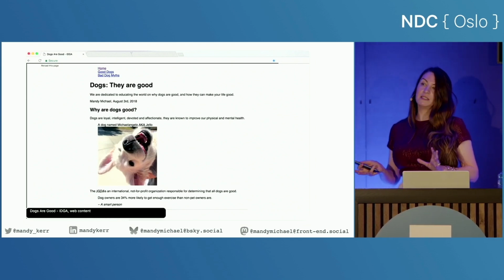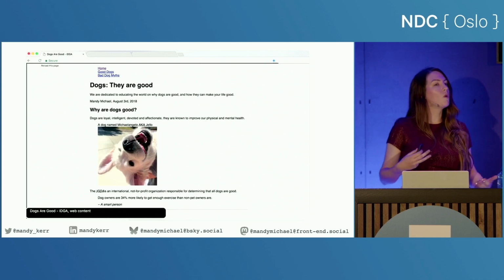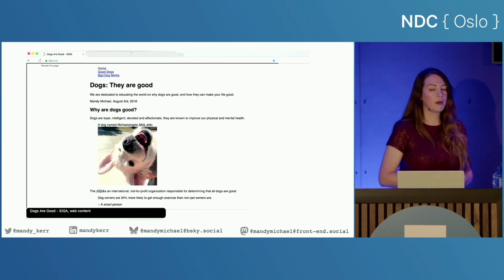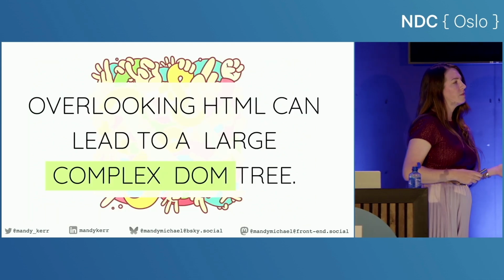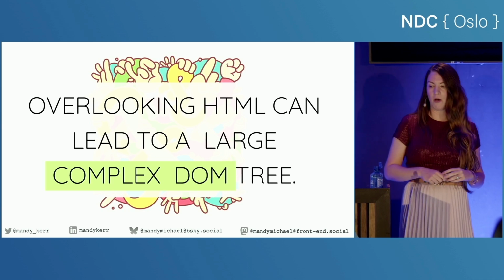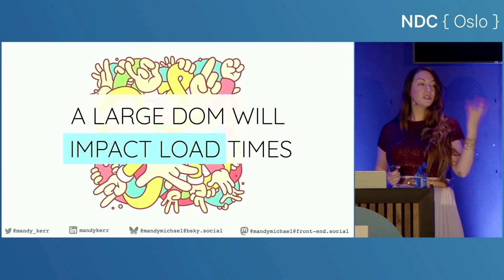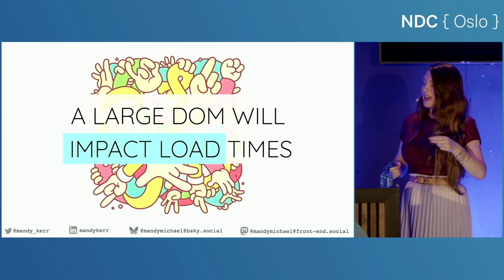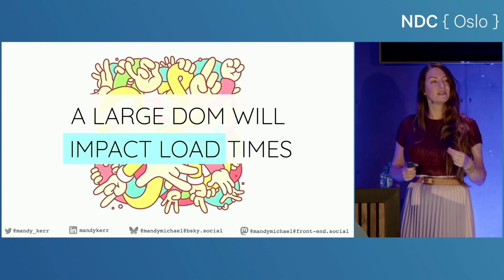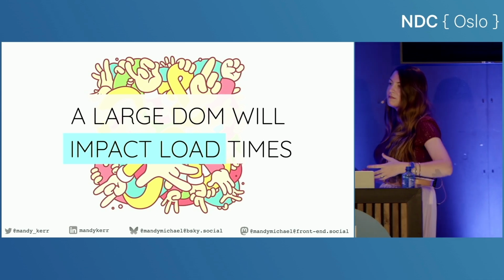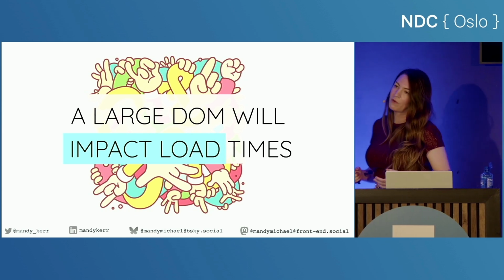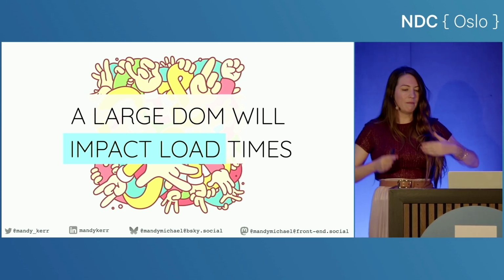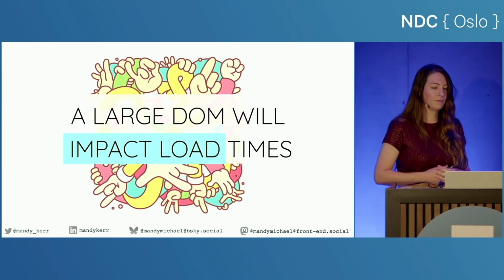And it's not just accessibility that benefits from a more considered approach to HTML. Overlooking HTML can lead to a large, messy, complex DOM tree. And as users and scripts interact with the page, the browser has to recompute and position the styling of each of the nodes. And this can severely impact the runtime performance and the rendering time of whatever you're building.